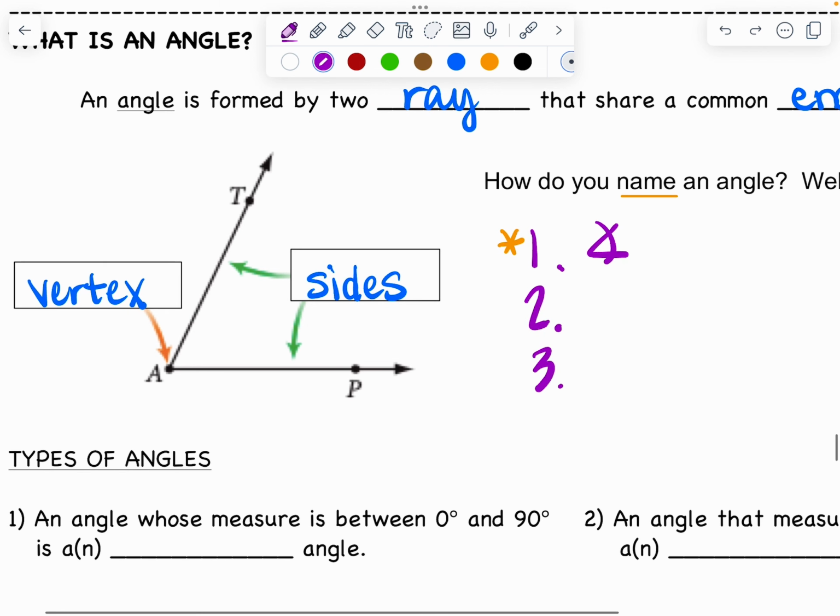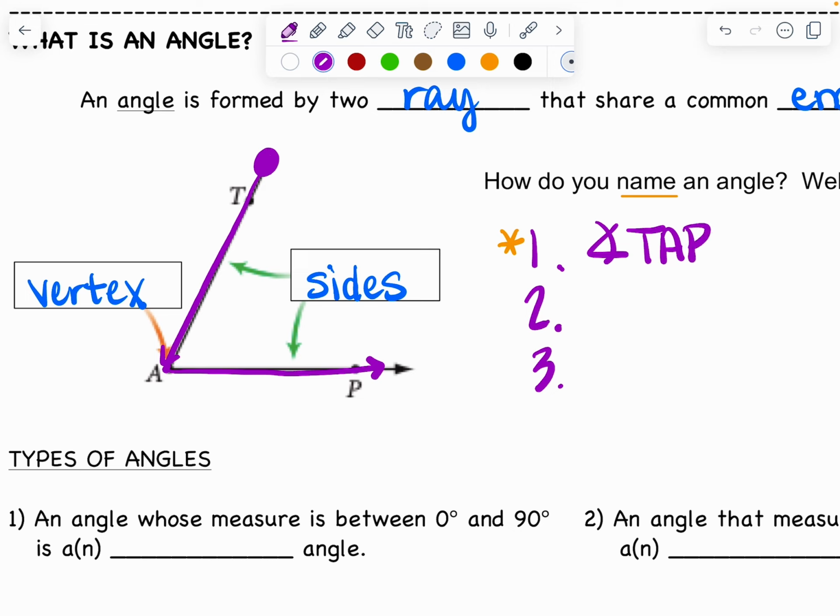So to name the angle, it has to be in the same order as if you were to trace the angle with your pencil. So for example, if I start up here and I start traveling and tracing the angle, I'm going to hit point T first. All right, so I hit point T, then I hit point A, and then I would finally hit point P. So in order, I would call this angle TAP because that is the order I hit the points that are lettered as I trace the angle.